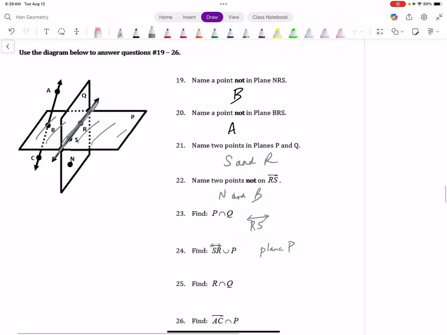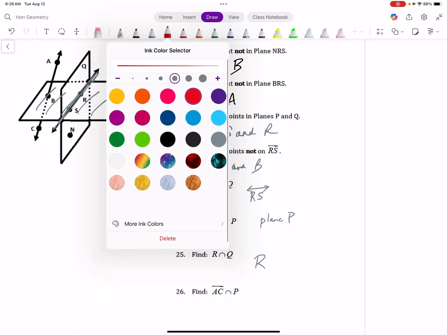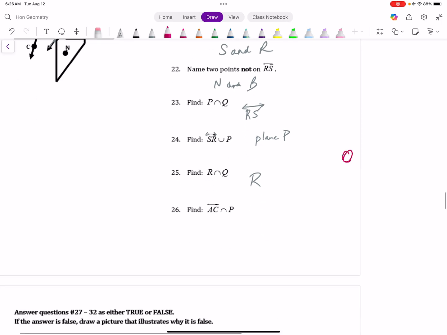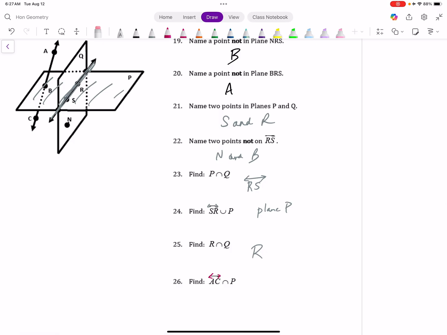Then R intersecting Q. Okay, R is a point. Q is a plane. What they have in common is point R, because R is in Q. Line AC. Oops. Come on. Don't be aggravating. Well, it worked right there. Maybe I just didn't have it far enough. Okay. AC, where's that? All right, got that line running through plane P, intersecting plane P right there at point B.